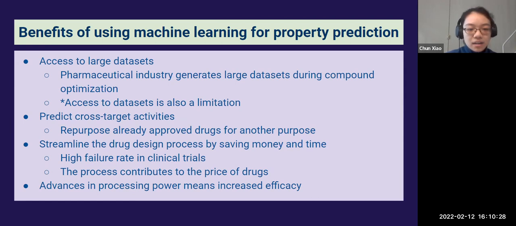And lastly, recent advances in processing power mean there's increased efficacy. A machine learning algorithm can process a large amount of data in a short amount of time. And this means that it's more efficient and also more accurate.